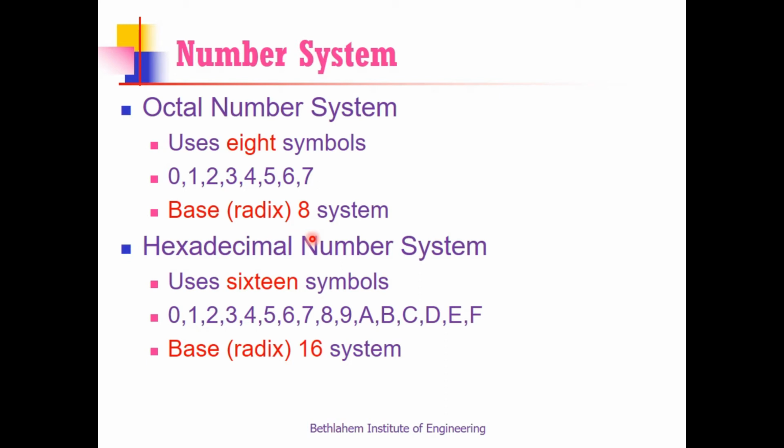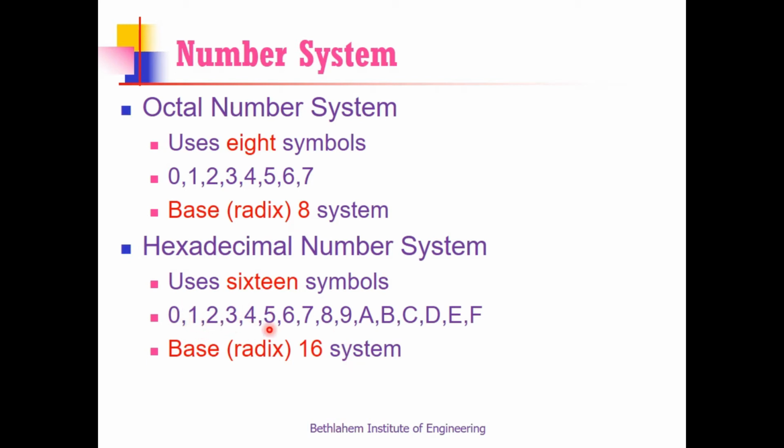So next is hexadecimal number system. It uses 16 symbols, that is 0 to 9 and A to F. 0, 1, 2, 3, 4, 5, 6, 7, 8, 9. Then A, B, C, D, E, F. Totally 16 symbols are there. Hence this hexadecimal number system is known as base 16 or radix 16 system. So in hexadecimal number system, both numbers and alphabets are present. And totally 16 symbols are there. Hence it is known as base 16 system. So now you can understand what is symbols.